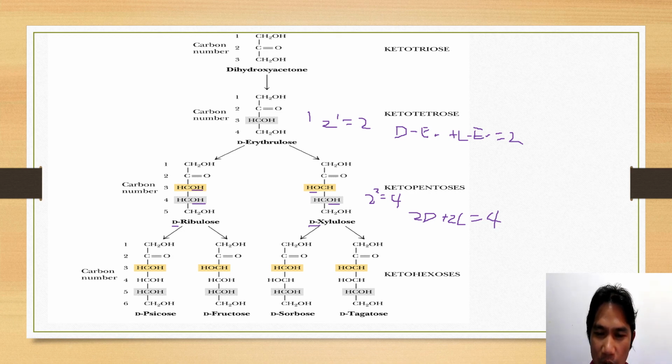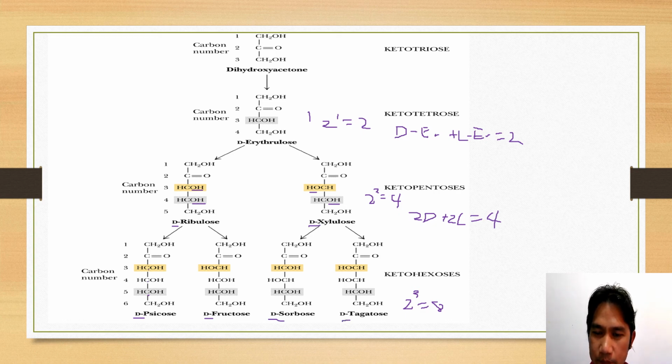Okay, for the keto hexoses, for a keto hexose, there are 3 chiral centers in the molecule. As we have seen earlier, where are the 3 chiral centers? The third, the fourth, and the fifth carbon are the chiral centers. So if we put that in the formula, 2 raised to 3 gives 8. Okay, so what are those 8 arrangements of molecules? D-psicose, D-fructose, D-sorbose, and D-tagatose.